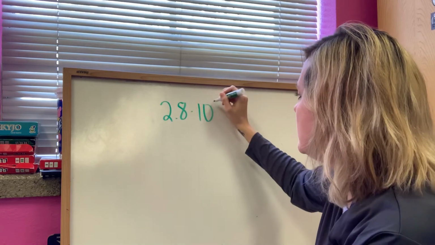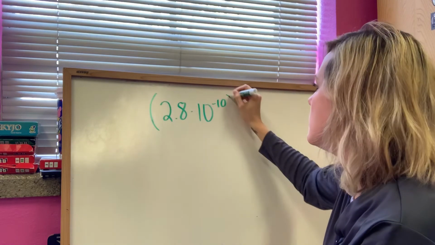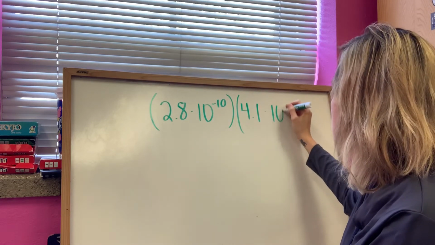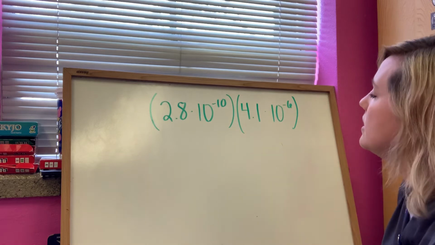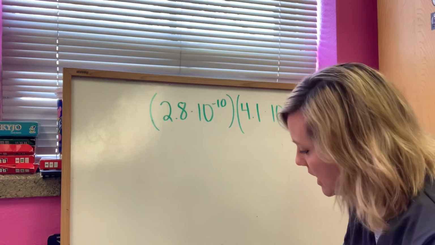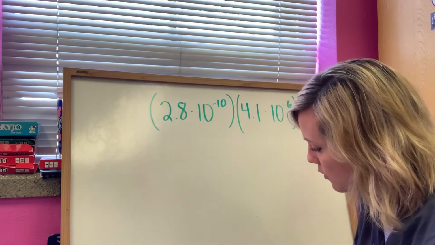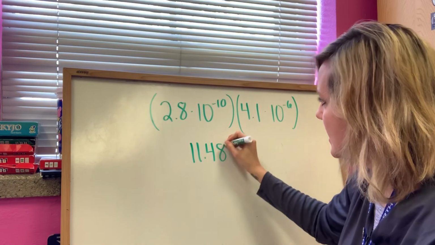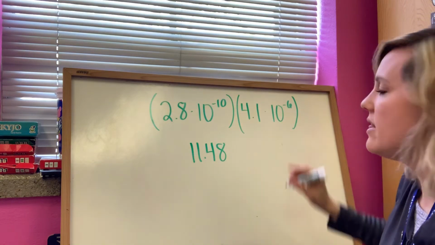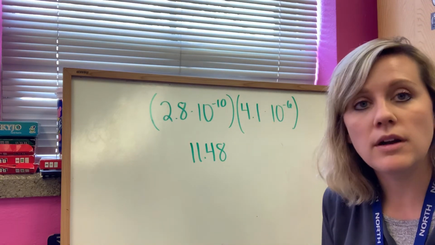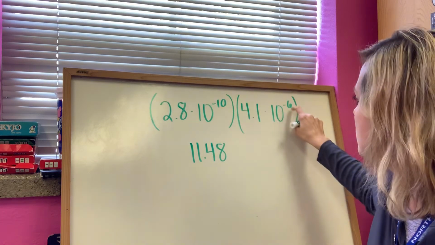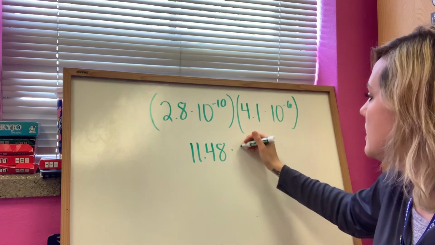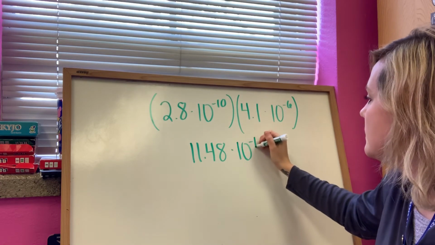2.8 times 10 to the negative 10th and 4.1 times 10 to the negative 6th. Okay, so we have 2.8 times 4.1, and that is 11.48. And then I have 10 to the negative 10th and 10 to the negative 6th. And remember, when we have the same base, we're multiplying, we just add our exponents. So that's going to be times 10 to the negative 16.